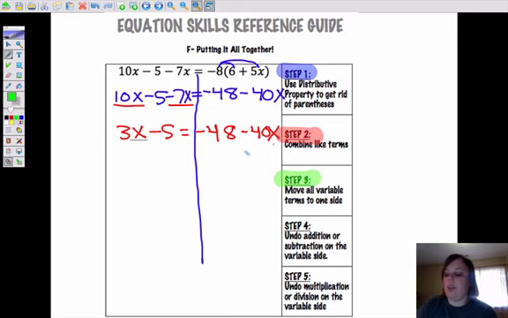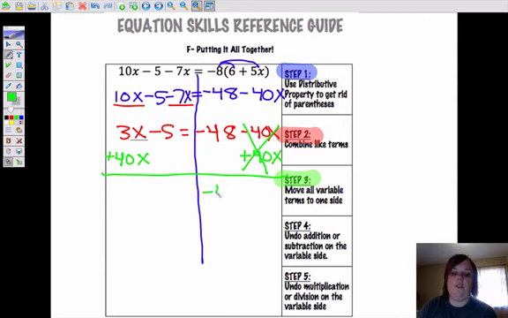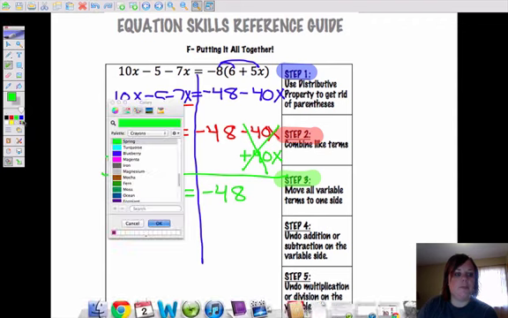Since this is a minus 40x, to move that, I'm going to add 40x to this side. But then I need to add 40x to this side as well to keep things balanced. So now the negative 40x and the positive 40x cancel out, which is what we wanted, and we are left with just a negative 48. And then on this side, 3x plus 40x would give me 43x, and then I have my minus 5 is equal to negative 48. Now we're down to a two-step equation, so it's looking much better.